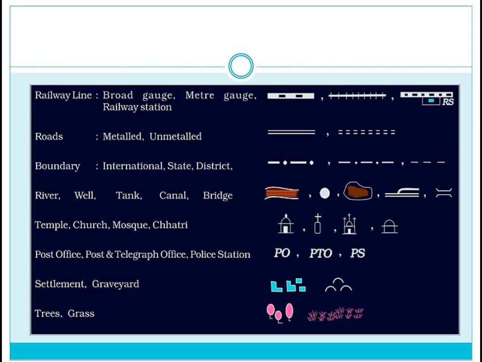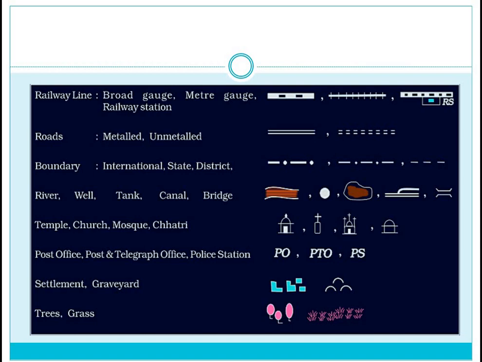Boundaries, if we take international, state, district, there are also different types of dots or lines used for these boundaries. Then river, well, tank, canal, bridge. For these, different types of shapes are used. Then different religious places like temple, church, mosque, chhatri. So these are the different symbols for these religious places.